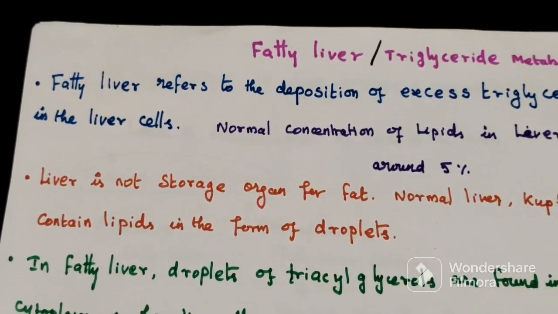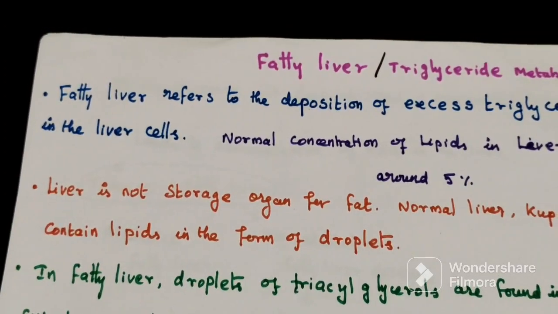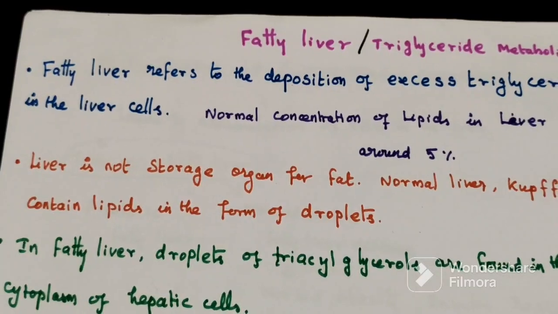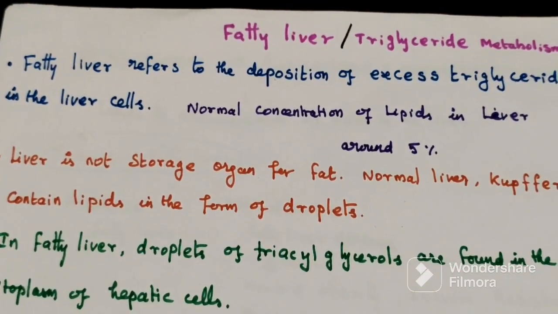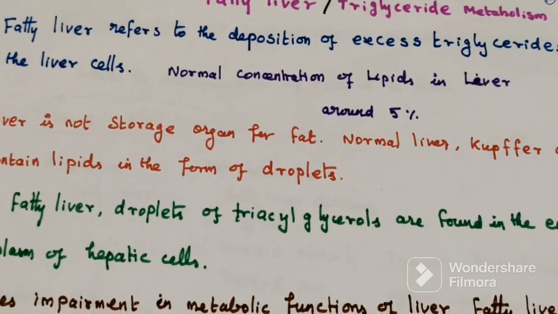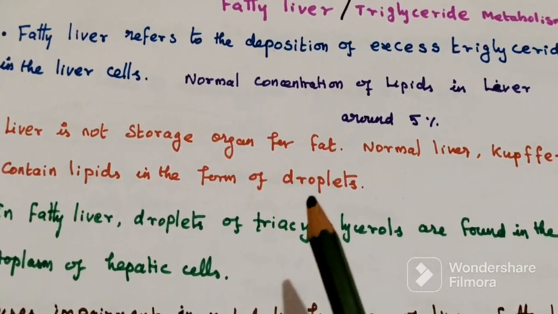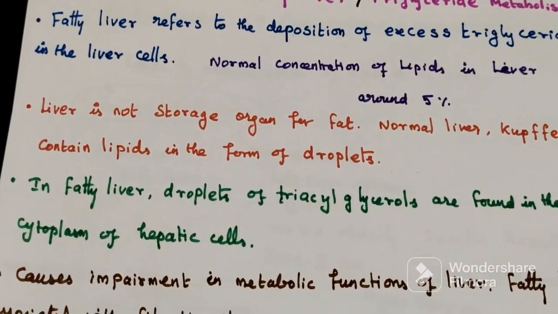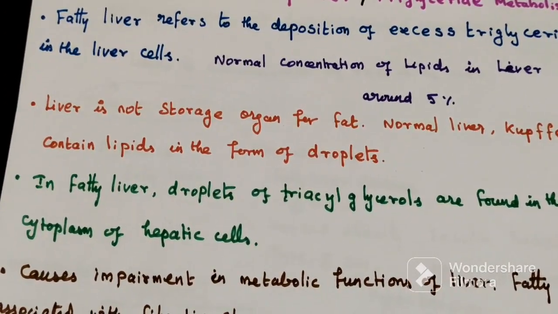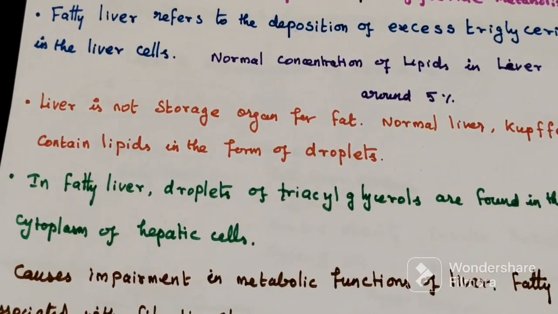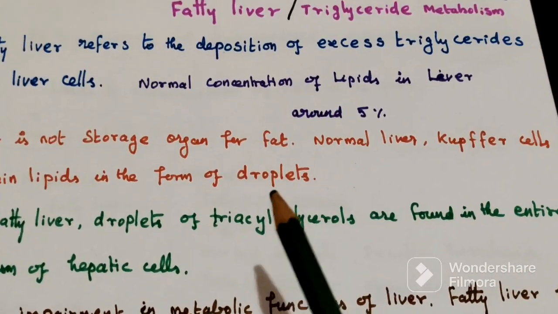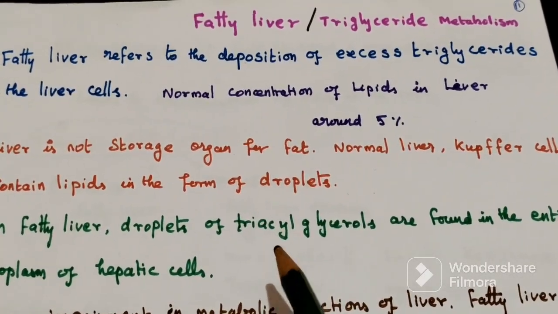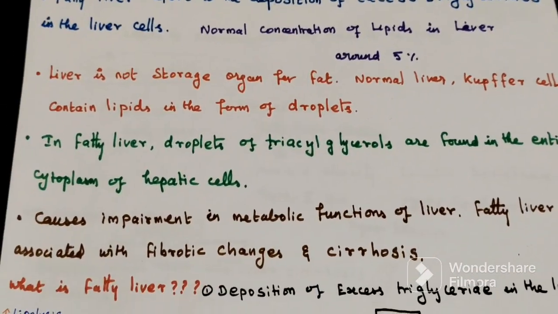Only 5% of lipid is stored in the liver, and that is also phospholipid. In the normal liver, triglyceride is present in the form of small tablets. In fatty liver, the triacylglycerol tablets occupy the entire cytoplasm of the hepatic cell. Here the entire cytoplasm contains triacylglycerol.